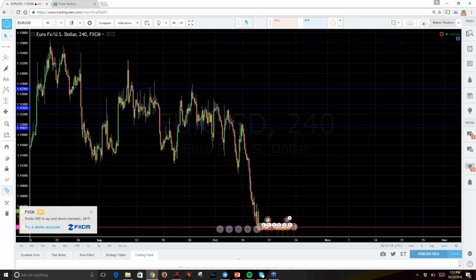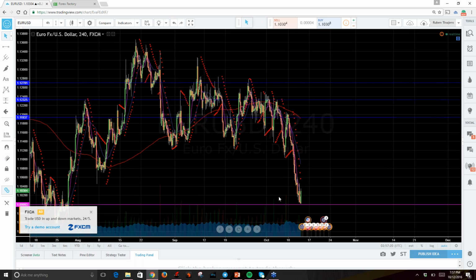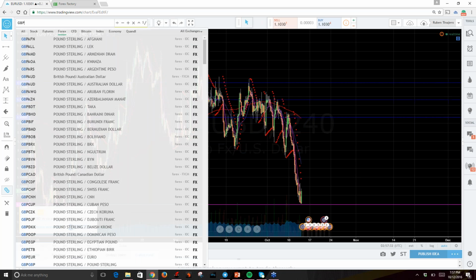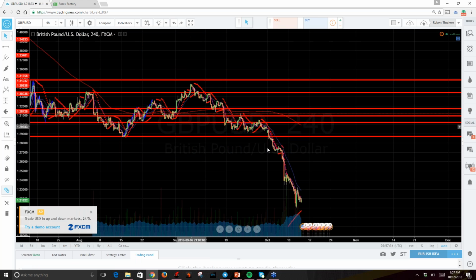USD. Just looking at overall. Set a major support. I still don't like this trade. I don't want to touch the Euro USD based on fundamentals. Many was asking me when we're gonna trade the GBP USD. I'm not gonna touch this forever.